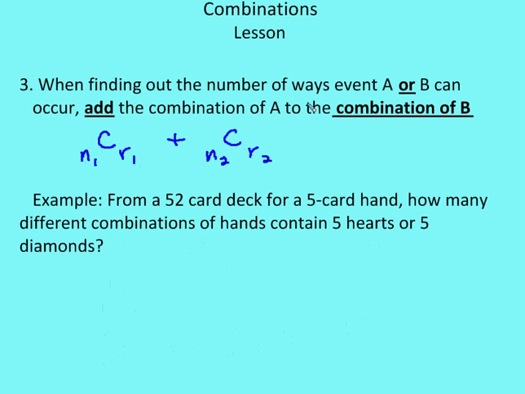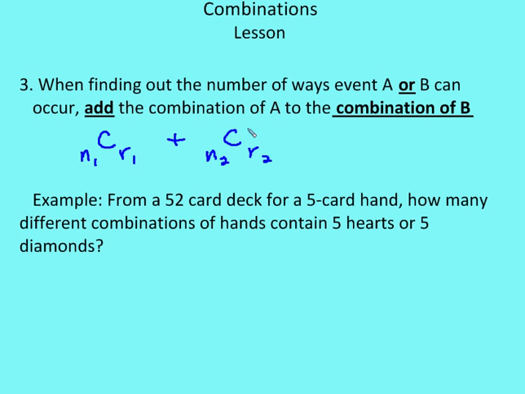Second possibility, or unique instance, in using combinations is when a question might ask how many different ways event A or B can occur. So remember, we had A and B, we multiplied. When we have A or B, we're going to add the combinations together. So when finding the number of ways event A or B can occur, we add the combination of A to the combination of B. All right, so the example we're going to use is from a 52 card deck: how many 5 card hands are going to contain all hearts or all diamonds?